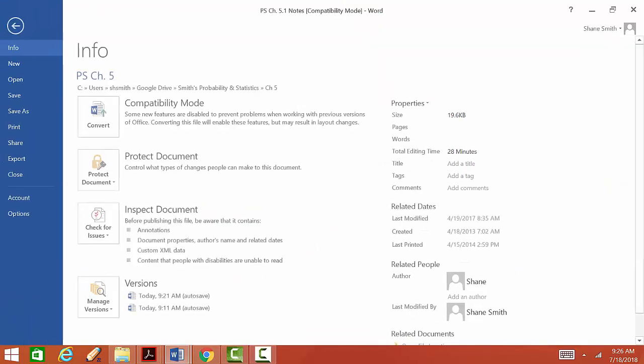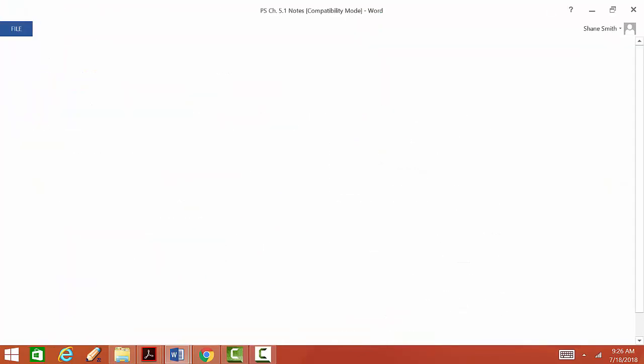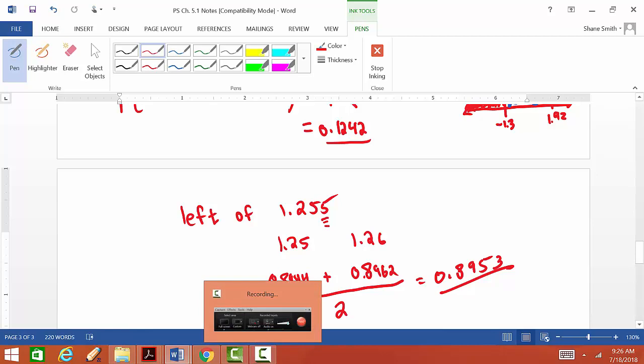I wanted to point that out. Okay, so that's it, and have fun finding areas under the normal curve.